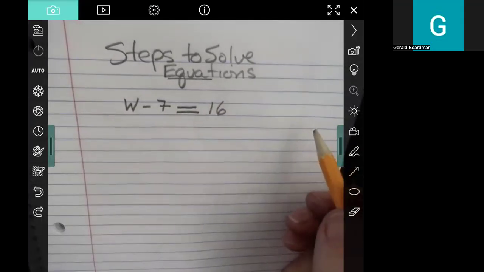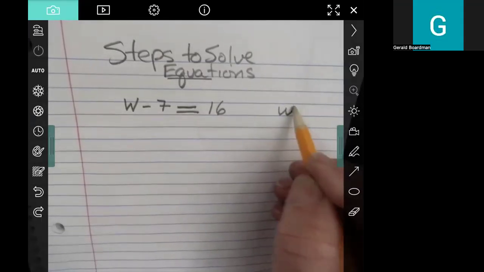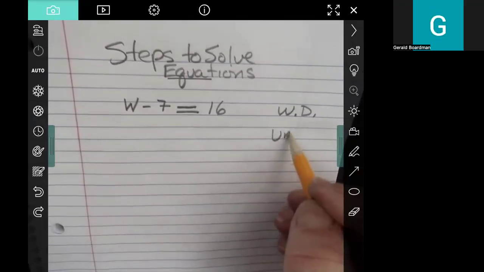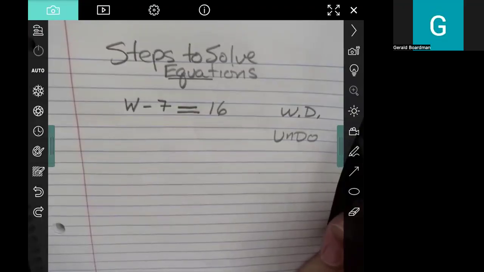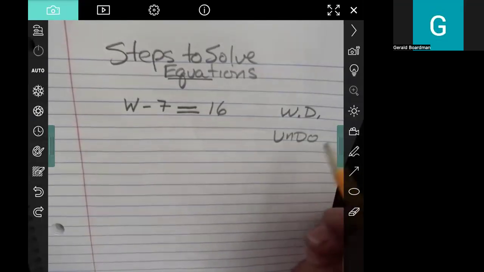So the first thing that we do is we make sure that we write down the letters WD for what's done and undo to undo it. So what we always do is we ask what was done to the variable, what's done to y or w or x, and then how can I undo it to get it alone? To get the variable alone, we call that solving for the variable. We're getting the variable alone.